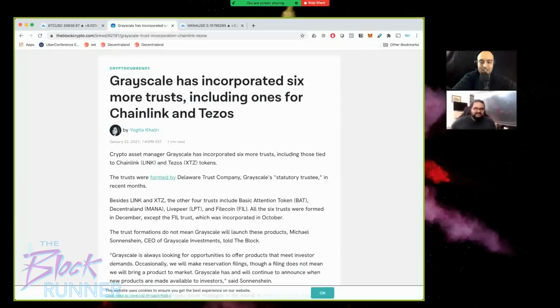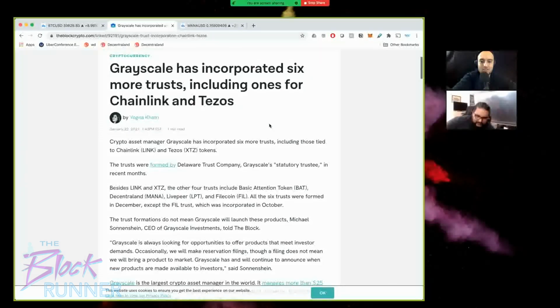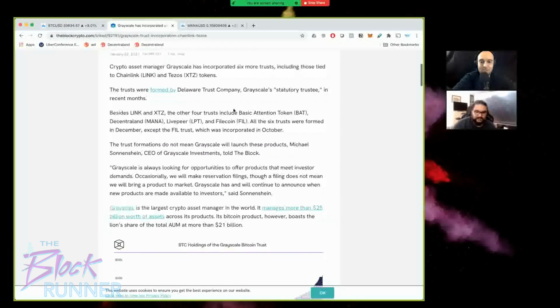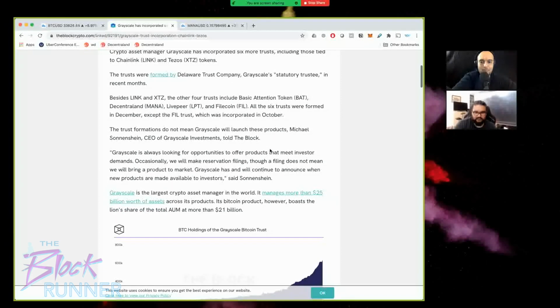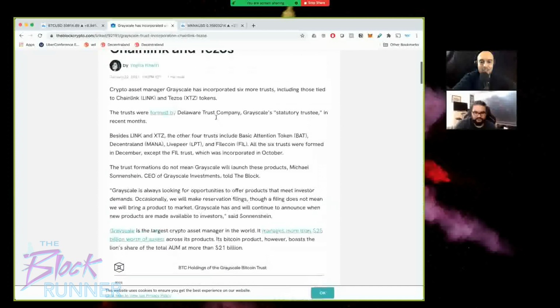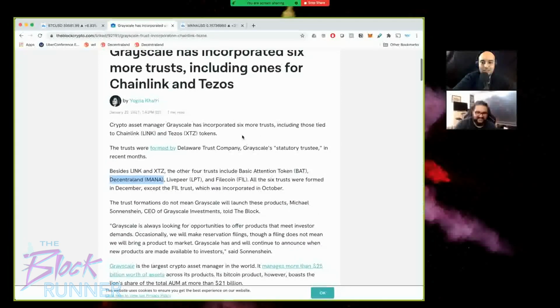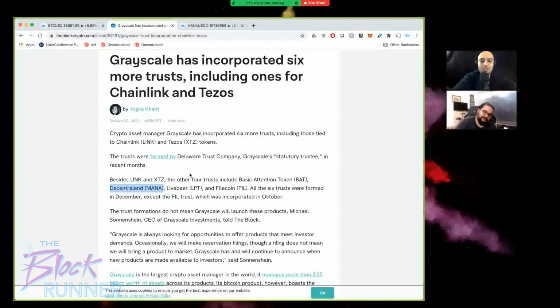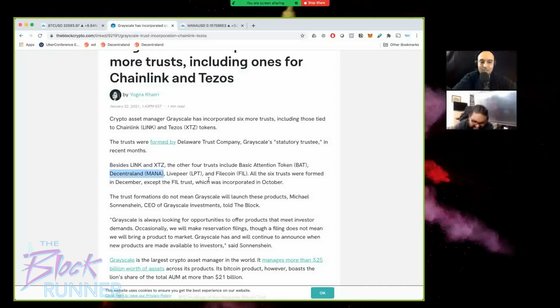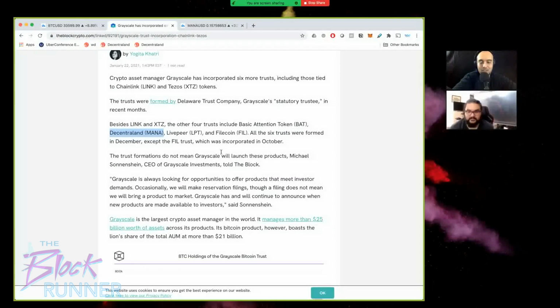And so the next thing up is Grayscale has incorporated 6 more trusts, including ones for Chainlink and Tezos. So it's Chainlink, Basic Attention Token, Decentraland, Livepeer, which I haven't looked into, and Filecoin. The big thing here is since we're huge on Decentraland, this caught my eye. It's important to understand Grayscale purchasing these tokens to offer a product to the graybeards and the big time investors who got billions of dollars.